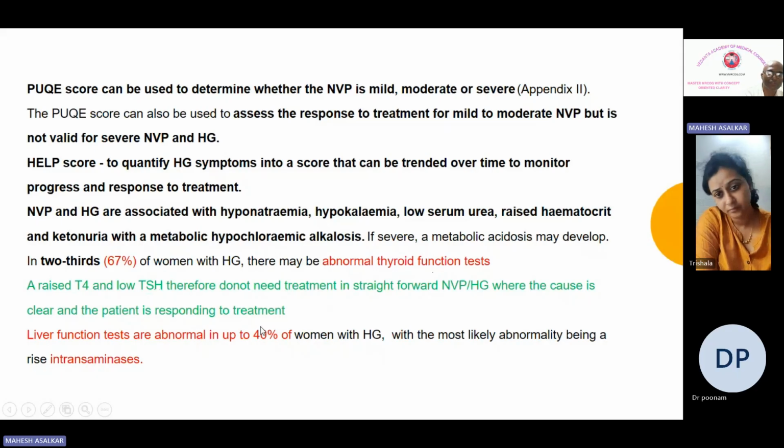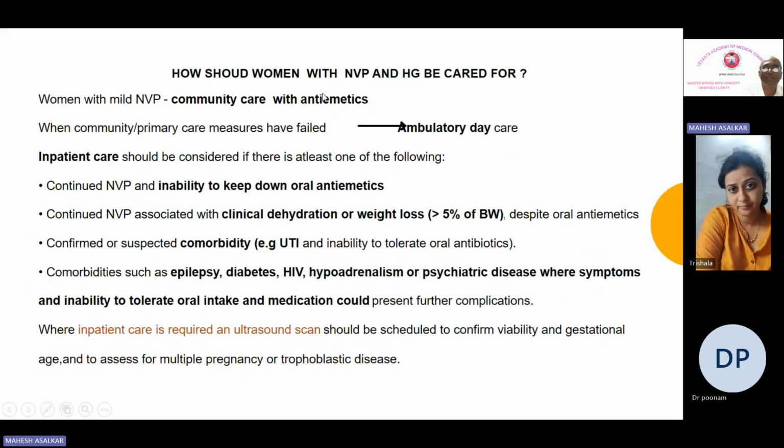Remember these two figures. Okay, then how should women with nausea and vomiting be cared for? There are different types of care. The first is community care, second is ambulatory care, and third is inpatient care. So these are the different types of care. RCOG wants you to know which patients you can give what kind of care.